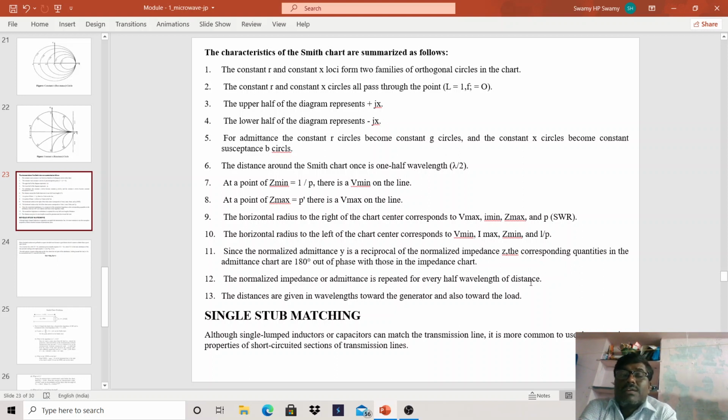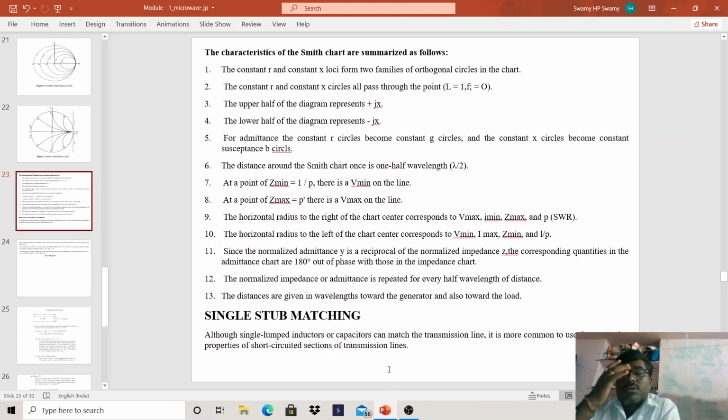The distances in the Smith chart are given in wavelengths towards the generator or towards the load. Now I will move on to single stub matching.